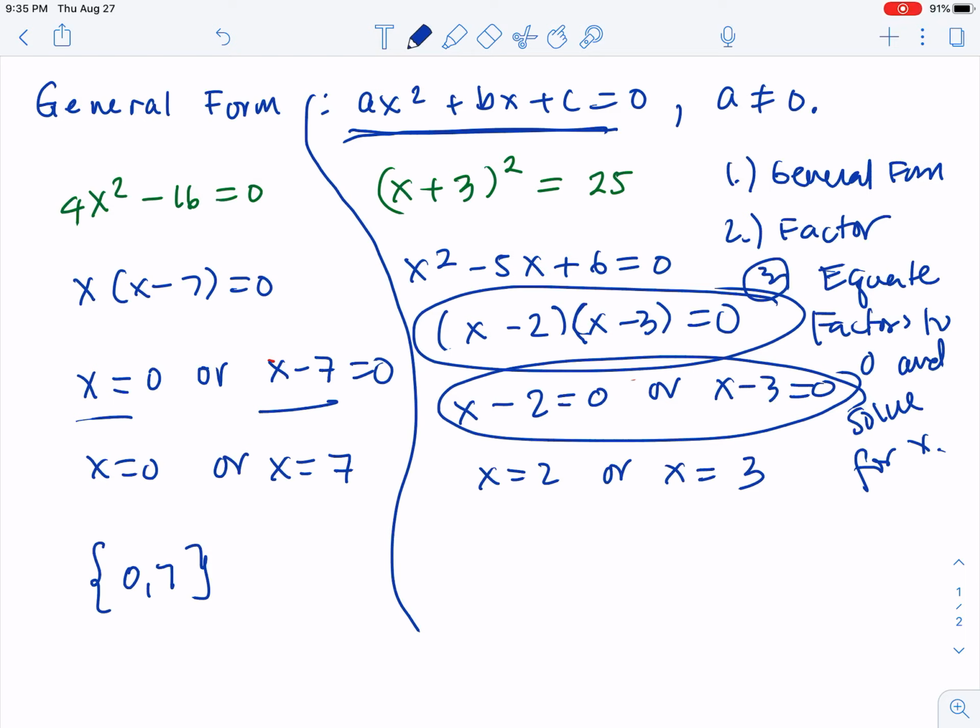Okay, so yan lang. Of course, kung kaya nyong isolve ng extracting the square root, hindi nyo na kailangan mag-factor. Pero kung hindi kaya, pwedeng i-factor tapos sundin nyo itong steps na to. Okay, so sa mga susunod na videos ay we will have some examples on how to solve quadratic equations by factoring. Again, ang prerequisite knowledge nito ay factoring. Hindi kayo pwedeng mag-proceed dito sa susunod na video kung hindi kayo marunong mag-factor. Baka hindi nyo rin maintindihan.